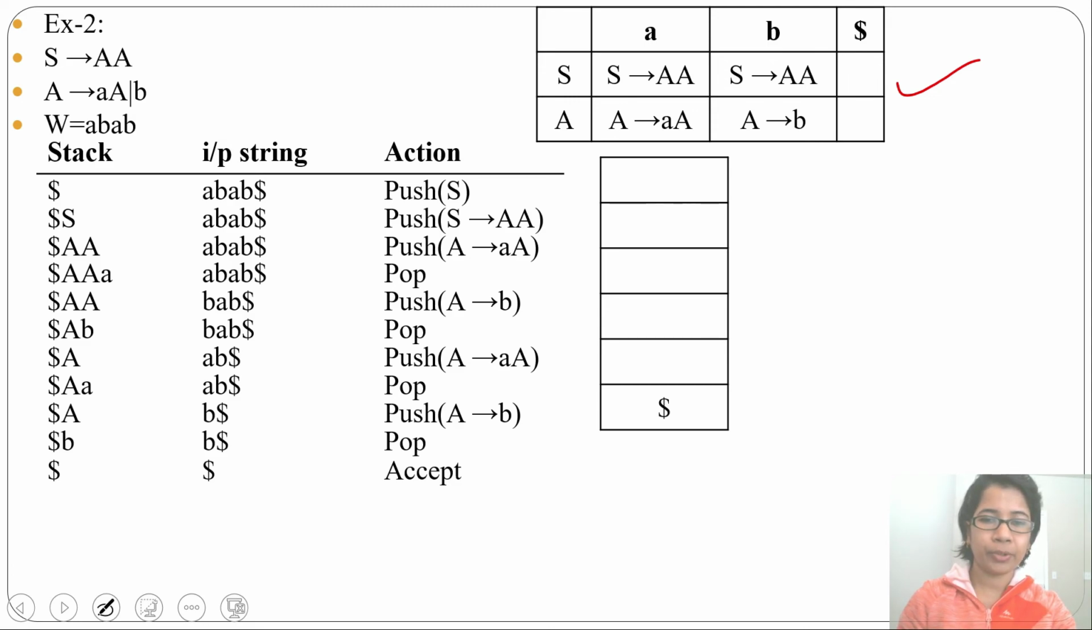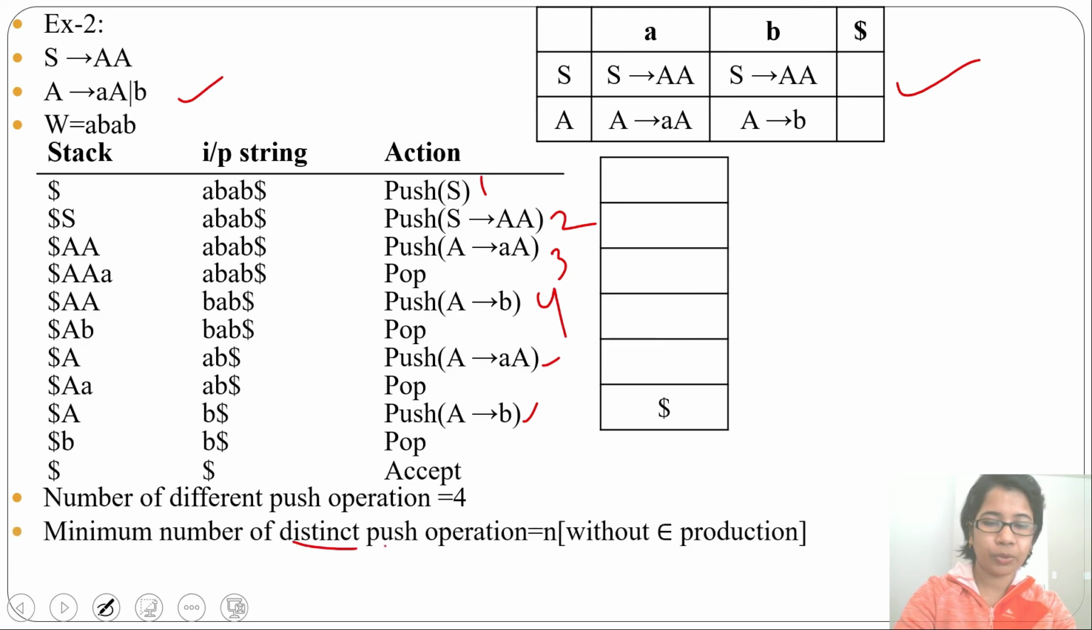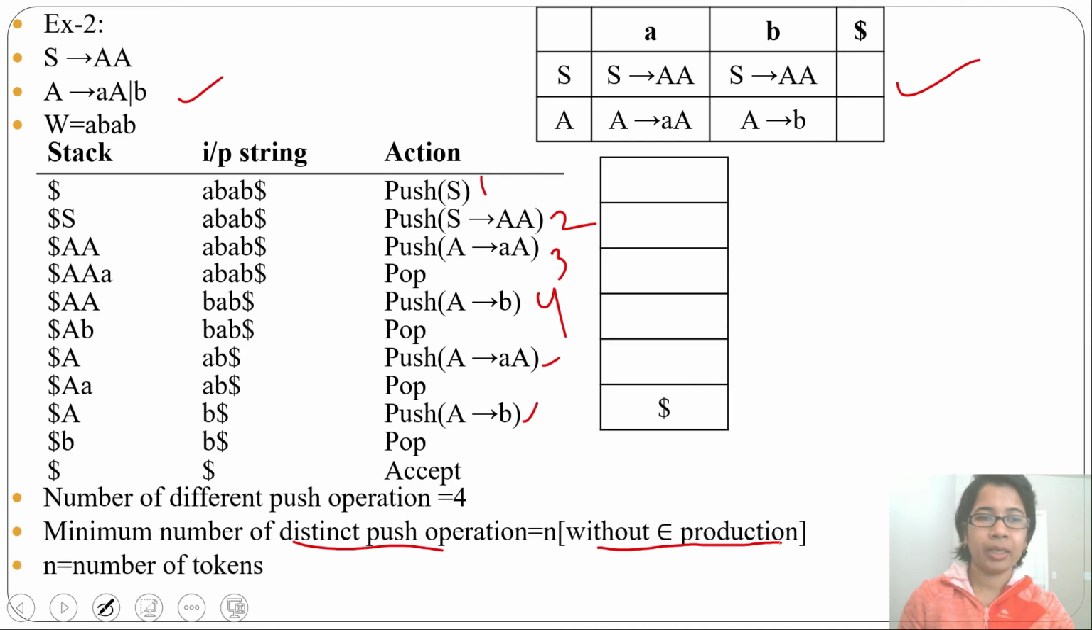Now here the number of push operations: 1, this is 2, this is 3, this is 4. This is a repetition, this is a repetition. So the number of different push operations is 4. There is no epsilon, so you can normalize it. The minimum number of distinct push operations is n without epsilon production. If there is epsilon production, then it will be n minus 1. You can remember the previous example, the string length was 4, but we got 3 push operations. In case of epsilon production, the number of push operations will be n minus 1. If there is no epsilon, then it will be minimum n.